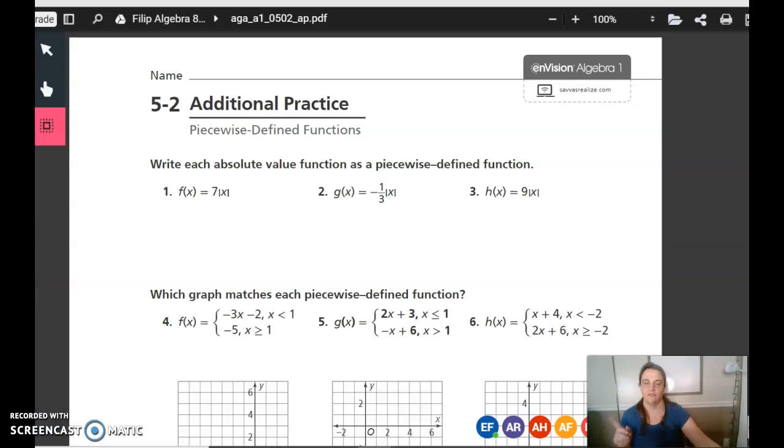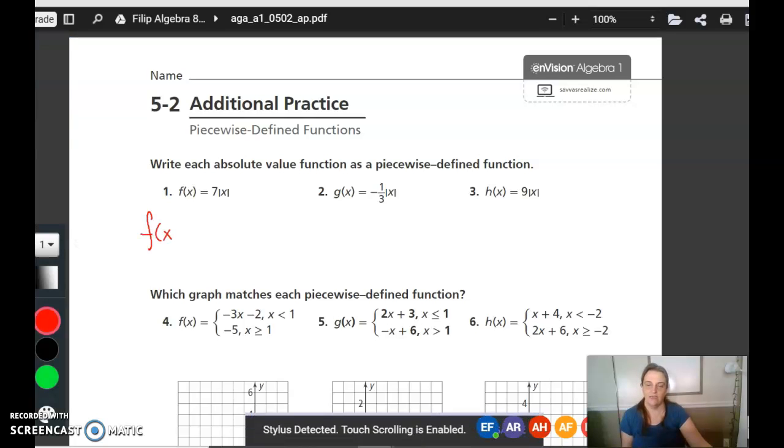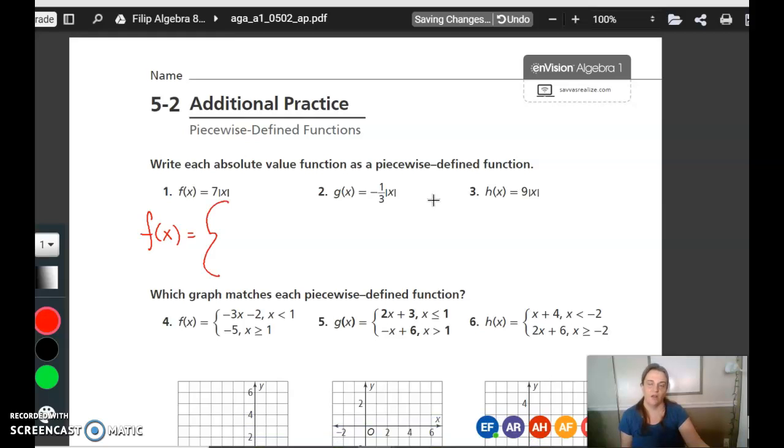So then if we look at the 5.2, I want to take each of these absolute value functions and write them as a piecewise defined function. So this is just like the example we did. I'm just going to take it and rewrite it in the form of a piecewise defined function. At the end of the week, next week we'll talk about transforming absolute value functions.